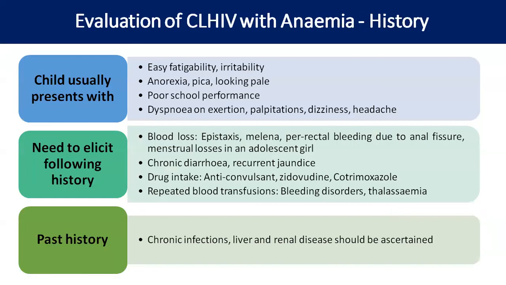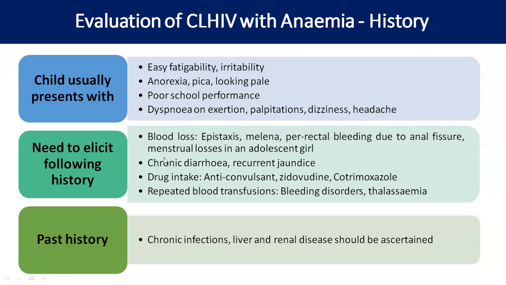How to evaluate a patient with anemia? First thing is to take history. A good history is very, very important to elicit the cause. We need to ask about symptoms relatable to anemia, like easy fatigability or irritability. Many times the symptoms are very non-specific: anorexia, pica, looking very pale, poor school performance, dyspnea on exertion, palpitations, dizziness, or headache.